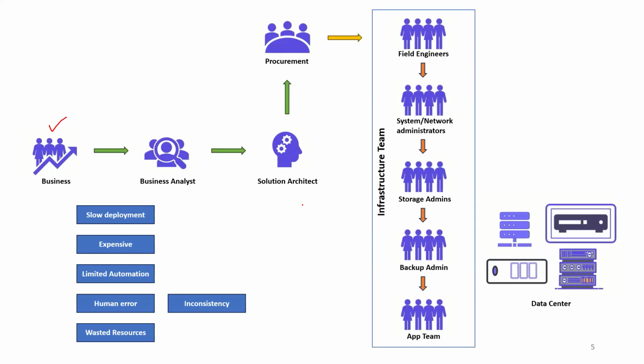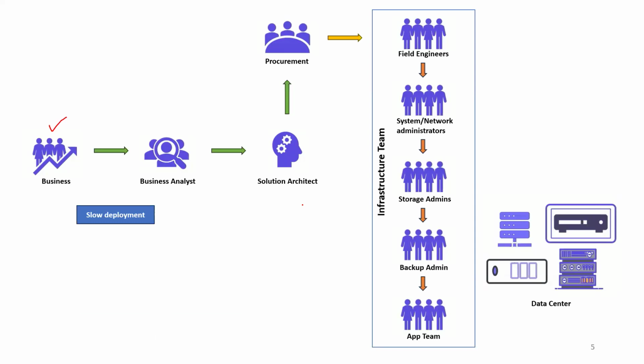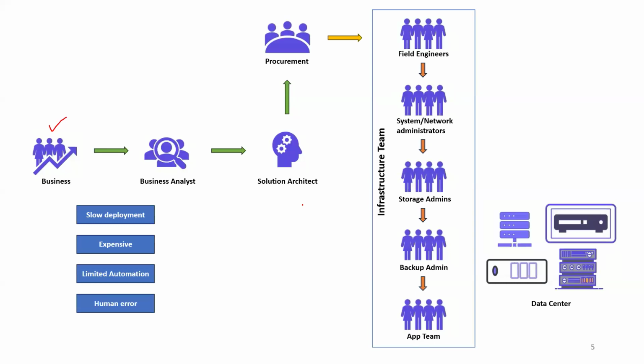So this is the traditional working model, guys. In a traditional working model, the deployment is slow and very expensive. Limited automation. Human error is there, leading to inconsistency in the environment. Underutilization of the resources. These are the many disadvantages over the past decades. That is the reason organizations wanted an alternative solution to the traditional working model. They don't want to work on the traditional working model.